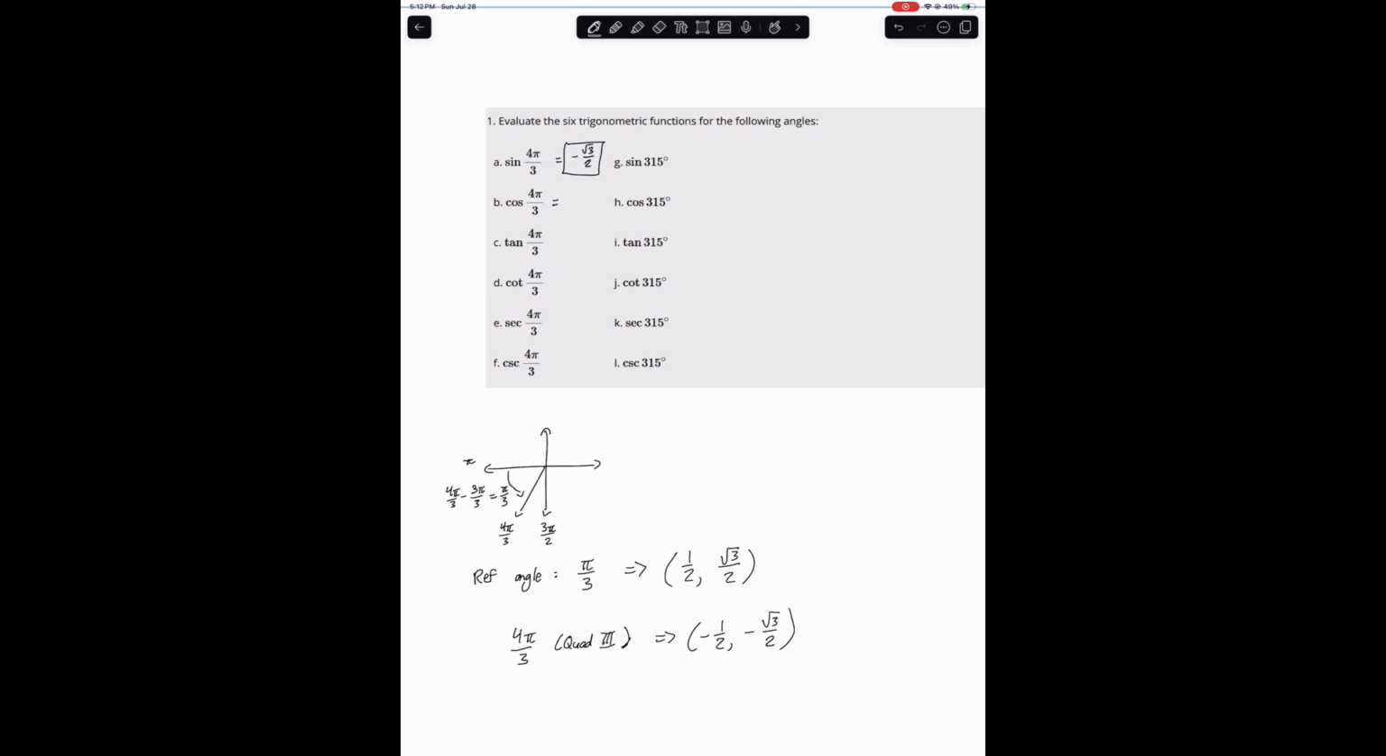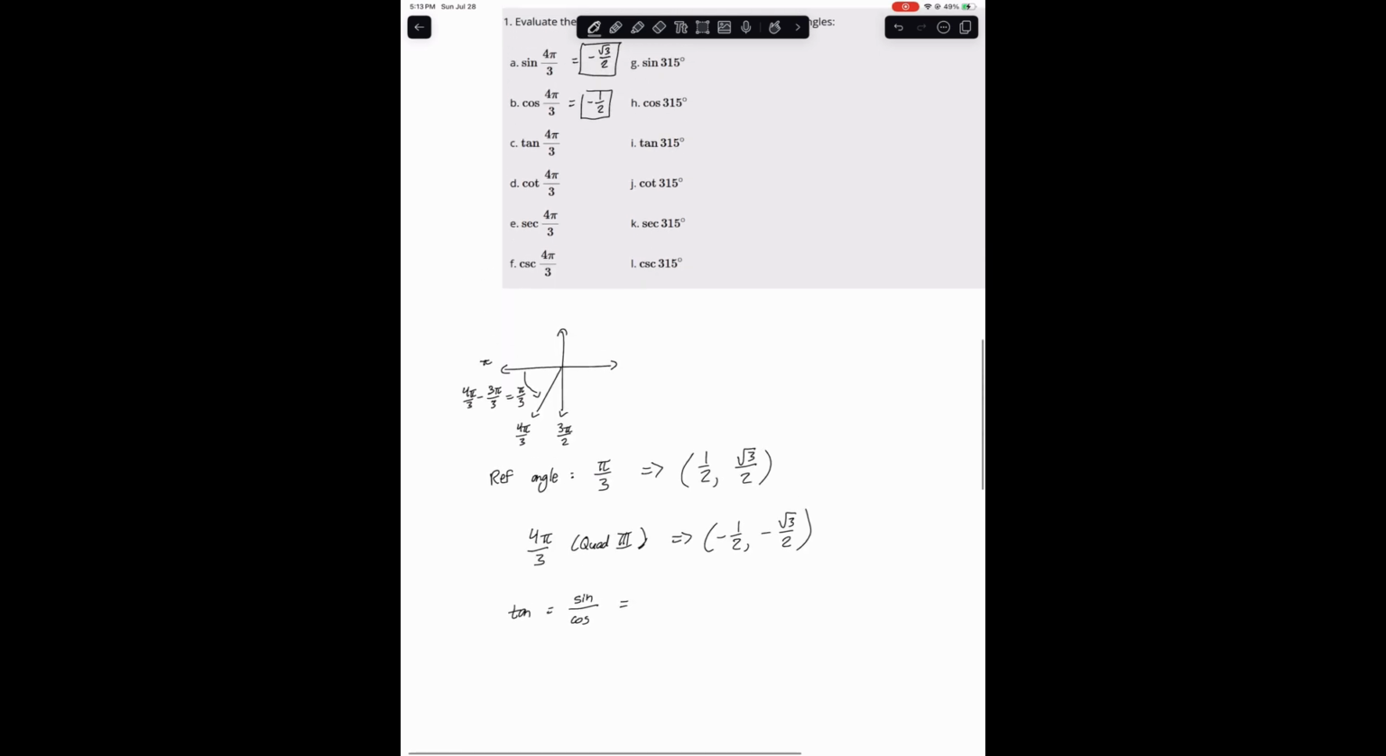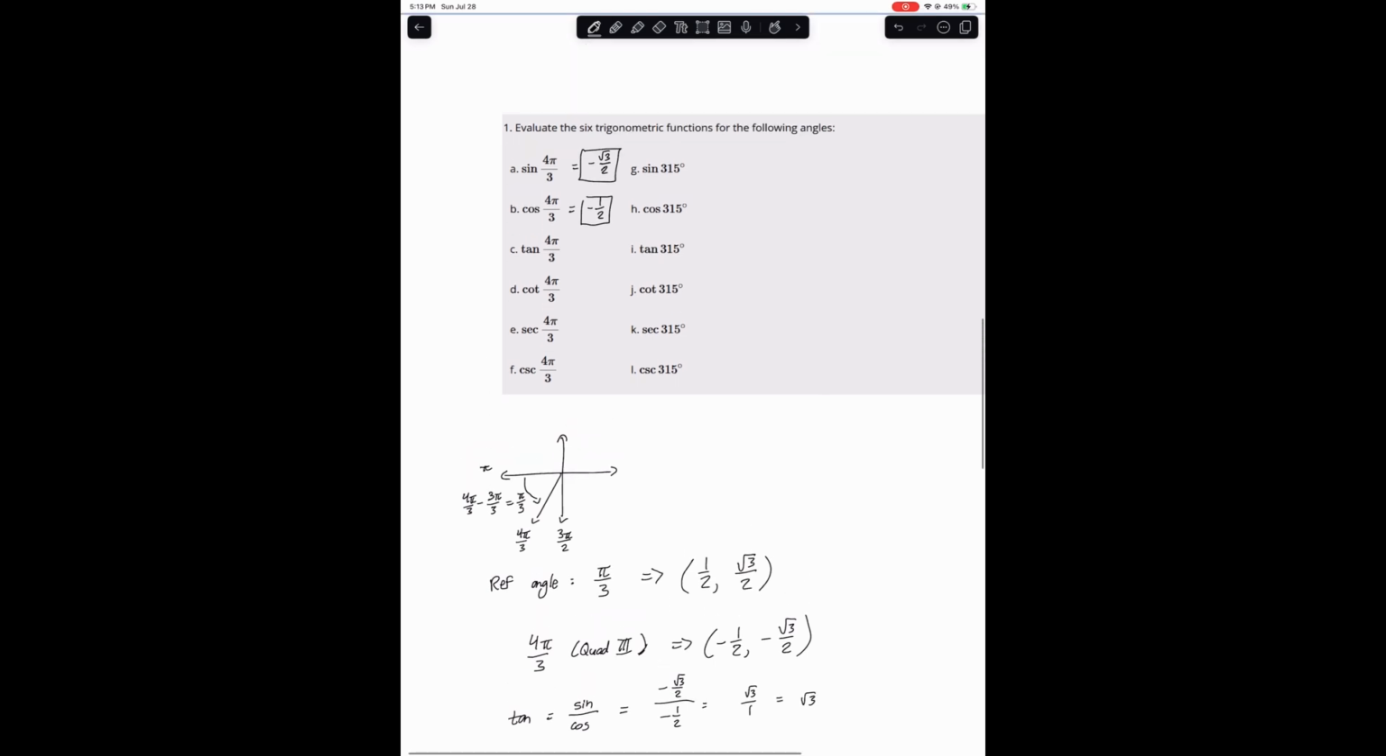For cosine, we have negative 1/2. Okay, tangent, right? Tangent is sine over cosine, right? And thus, tangent in this case would be negative √3 over 2 over negative 1/2, which is √3 over 1 when you multiply top and bottom by negative 2, and you just get √3. So this is square root of 3.